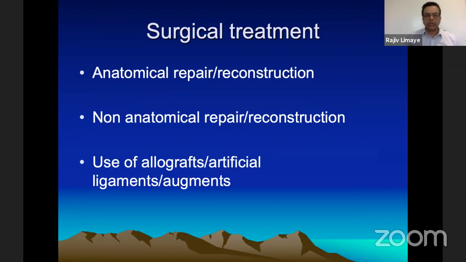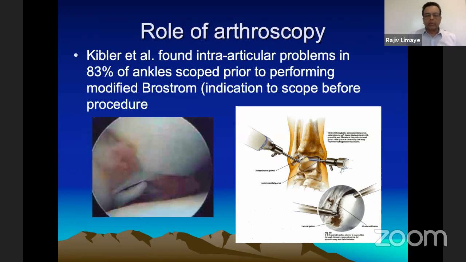The role of arthroscopy is very important. This is an important paper that came out a few years ago by Kibler, who found that about 80% of the ankles, if arthroscoped prior to performing a procedure to reconstruct their ligaments, had some intra-articular pathology. Now, there are varying reports of the role of arthroscopy, and it is obviously to find out other associated problems. They include loose bodies, osteochondral lesions, damage to the ligaments leading to other impaction fractures, etc. And this can be seen by an arthroscopy done prior to surgery.